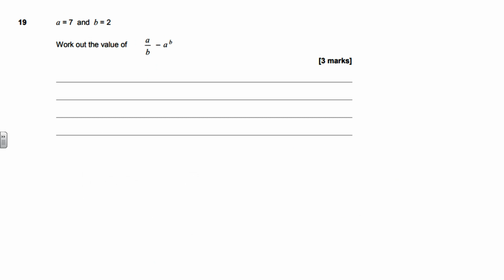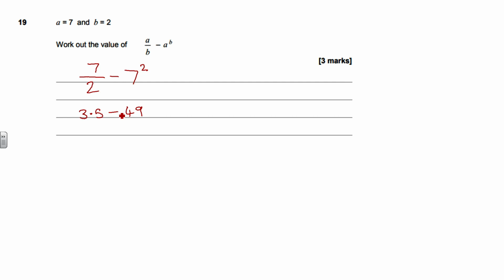Right, question 19. A is 7, B is 2. Work out the value of A over B minus A to the power of B. So wherever there's an A, we put a 7. Wherever there's a B, we put a 2. And we just figure it out. So 7 divided by 2 will be 3.5. 7 squared is 49. So we now need to work out what is 3.5 take away 49.